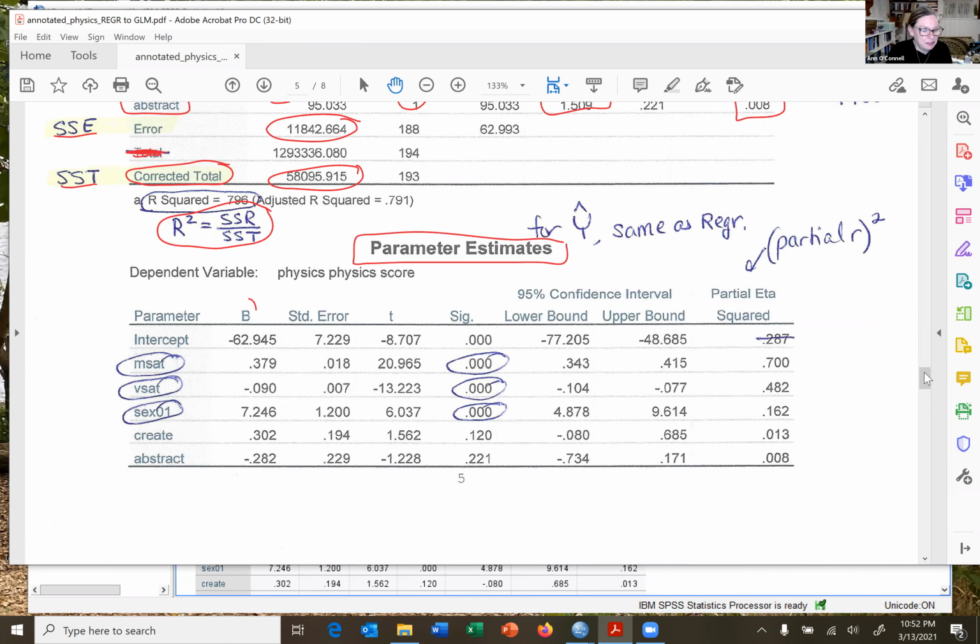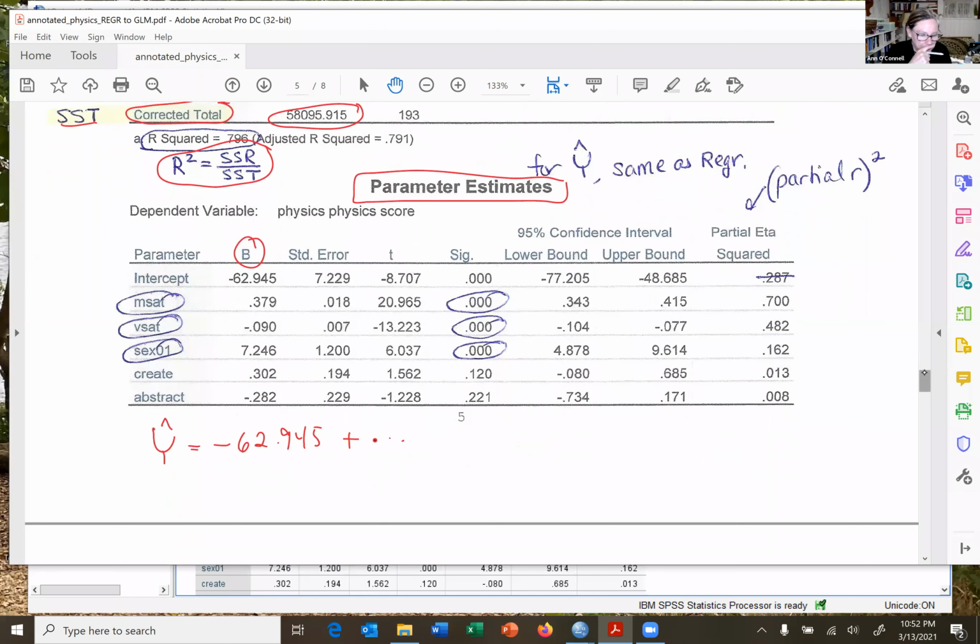These are all exactly the same as what we saw in our regression model. So our y-hat model, we can organize this in the same exact way. 62.945 plus ... We can write that all in the exact same way. And that's because SEC01 is already dummy coded. So it's actually going to be included in the model, 0.7246 times SEC01, as we saw in regression.